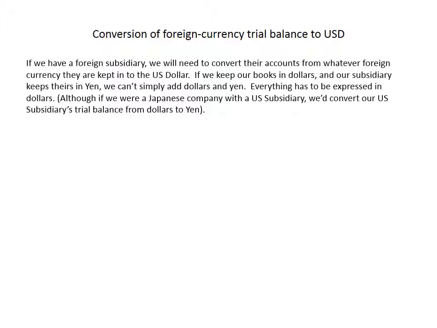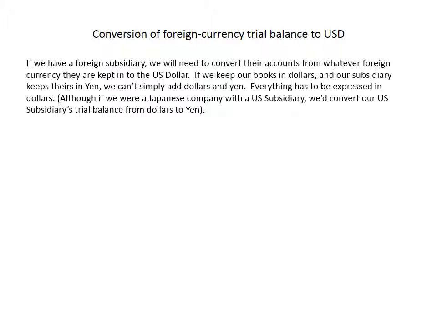Now, if we have a foreign subsidiary, we're going to need to convert their accounts and their trial balance from whatever foreign currency they're kept in to the US dollar. Again, this is all being approached from the perspective of a US corporation which is going to be consolidating its foreign subsidiaries. So our reporting currency is the US dollar. That's what we need to have everything measured in.